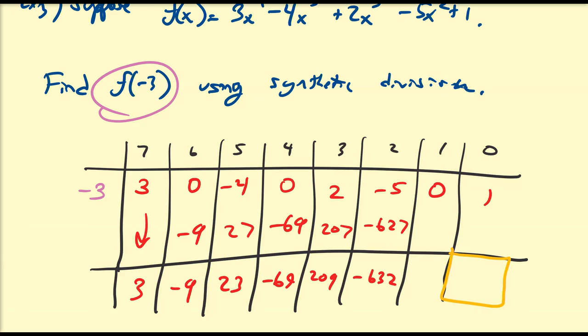Negative 632 times minus 3 goes into the 4 digits, namely 1896, plus 0 is 1896, and then 1896 times negative 3 gives us negative 5688. Add 1 to that, and that gives us negative 5687. And you can use a calculator to verify that this is actually what it comes out to.